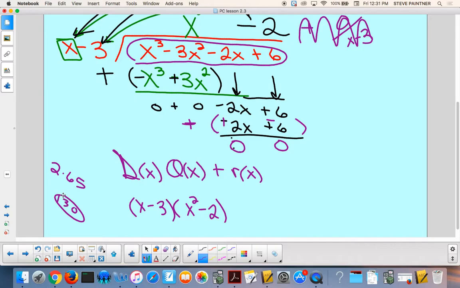Any questions? This was an easy one because the answer came out pretty quick and the remainder was what? That's nice. Okay, try the next one. I don't think the next one you're going to get a remainder of 0. I'll catch up to you.